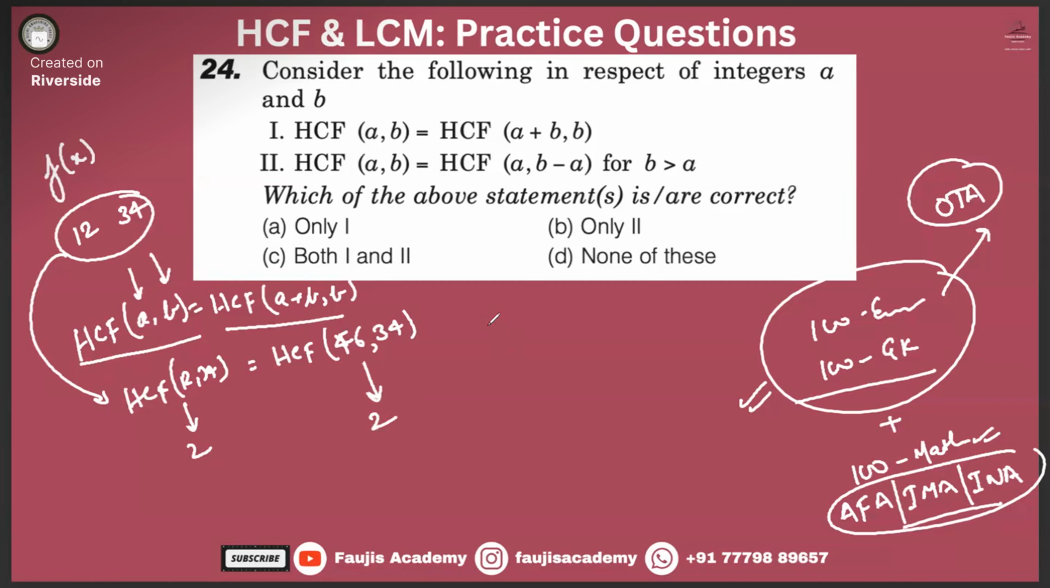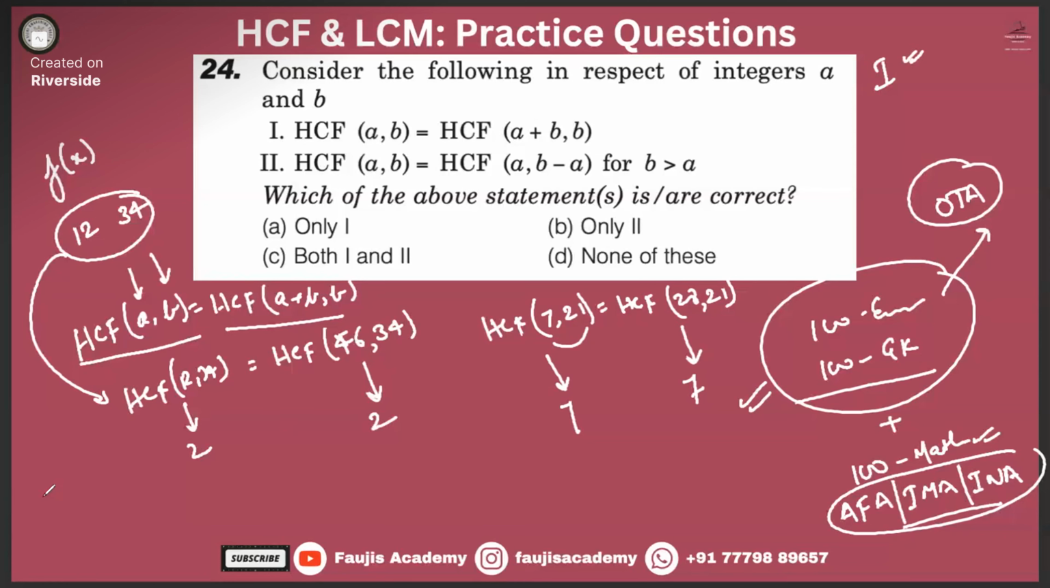Now let's take another instance. HCF of, let's say, two different numbers, 7 and 21. HCF of A and B. A plus B is 28 and 21. Over here also HCF is 7. Over here also HCF is 7. So that means our first condition is correct, right, guys?